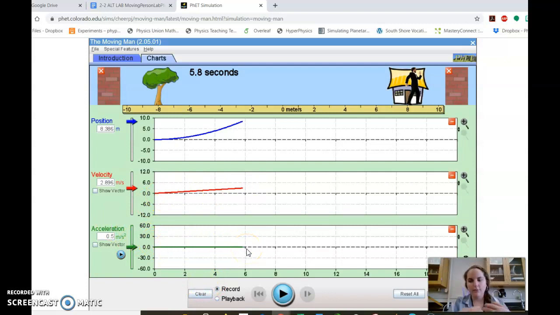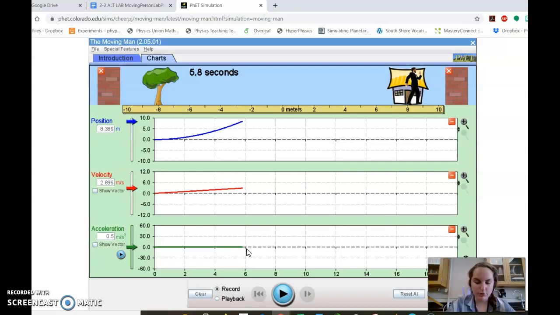So again, for part 2 of this, I just want you to talk about these 3 graphs that you see here and explain them. We talked about yesterday that if the position versus time graph is curved, it shows acceleration, and that's exactly what we are looking at right now, right? Because we adjusted the acceleration so that we could see what it would look like for the change in velocity over time.